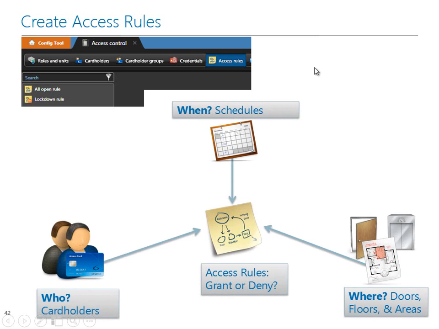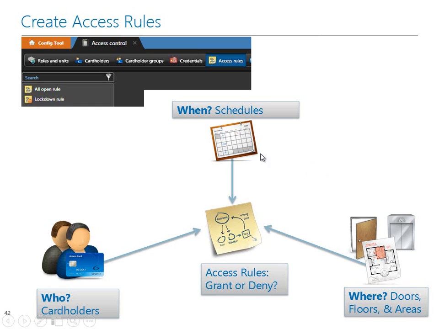Now we use the access rules to define the 3 W's for access control. It defines who can access a location, which is the list of cardholders. It defines where these cardholders can or cannot go, which is a list of doors, elevator floors, and areas. And it also defines when they have access to the allowed locations, as defined by the selected schedules. Now the access rule can be used to either grant or deny access to the specified locations.